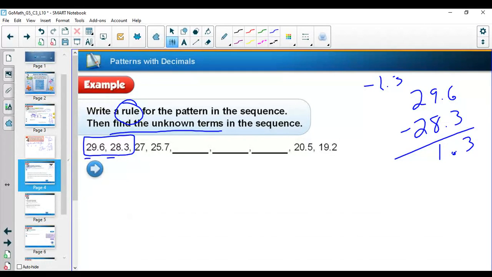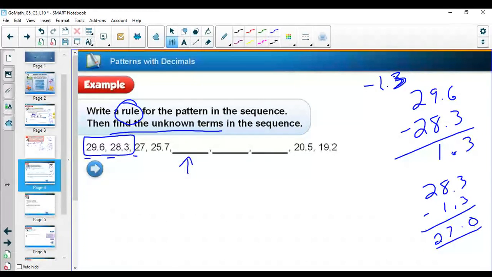Again, I want to apply this to just double check it and make sure. So I'm going to take 28 and 3/10. I'm going to subtract 1 and 3/10 because this one's quick, right? 0, that's 7, and that's 2. And because this term matches my answer here, I know that my rule is correct, right? So I'm subtracting 1 and 3/10 each time.